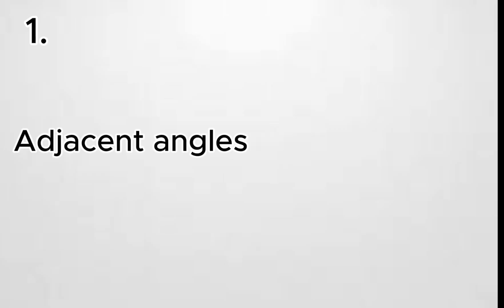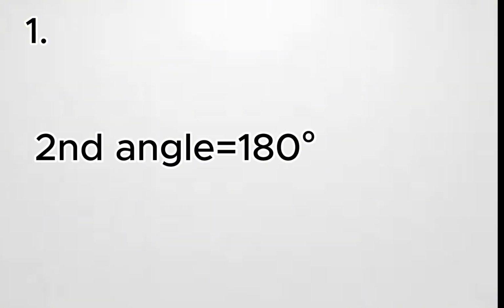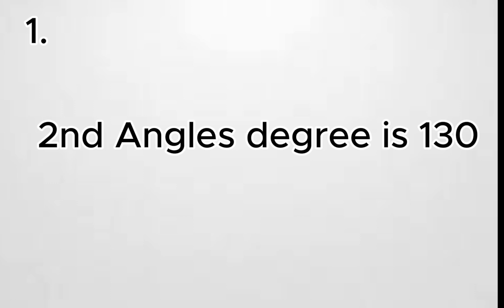Well, we know that adjacent angles are 180 degrees. And so to find the second angle, we would simply need to subtract the first angle from 180. In this case, we would subtract 50 from 180 and find that the second angle's degree is 130.